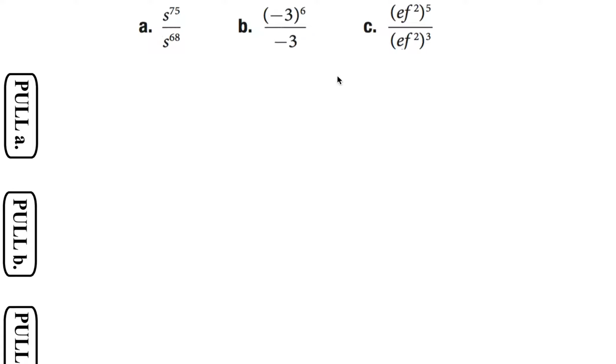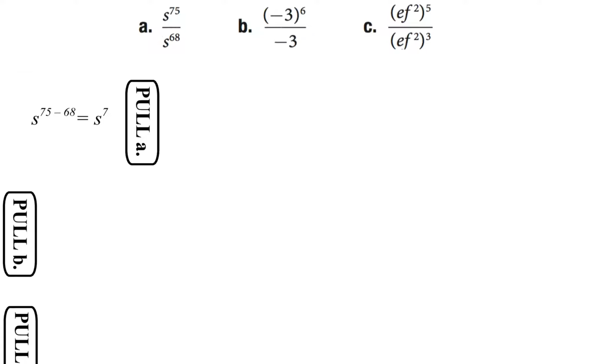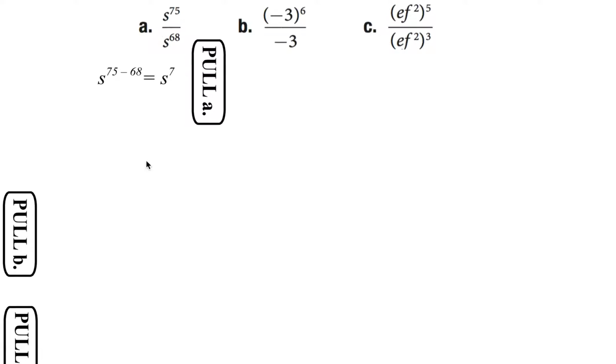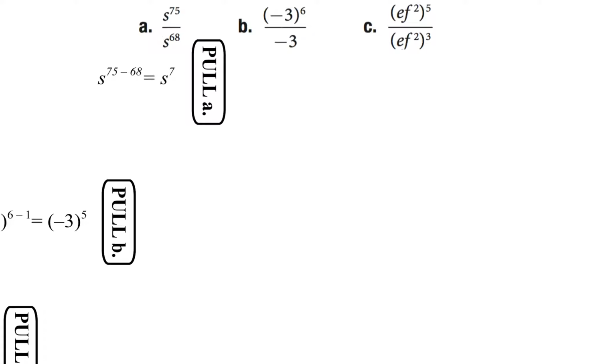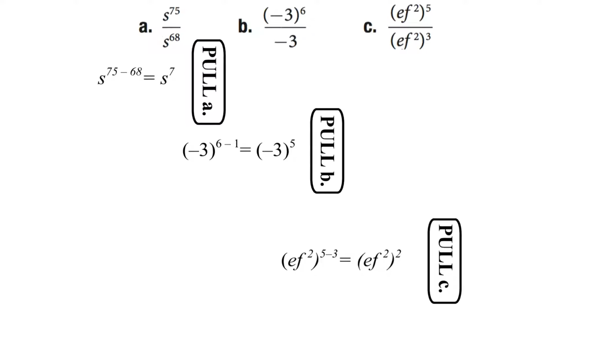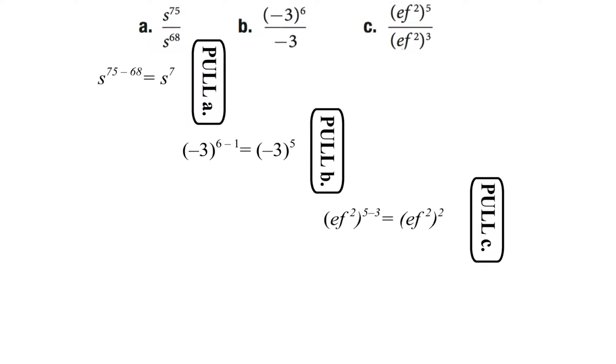All right, here are a couple more examples. This one uses that division rule or the quotient rule. So letter A, we have s to the 75 minus 68, giving us s to the 7th. Letter B, we have negative 3 to the 6th, and then negative 3 to the 1 on the bottom, and we subtract, so it's negative 3 to the 6 minus 1, which is negative 3 to the 5th. And again, we'll be simplifying these further later in the lesson.